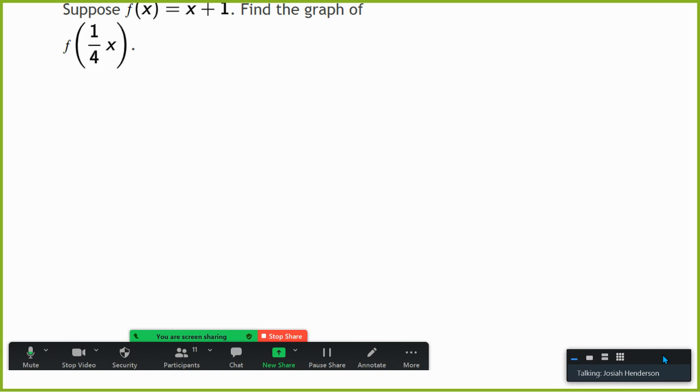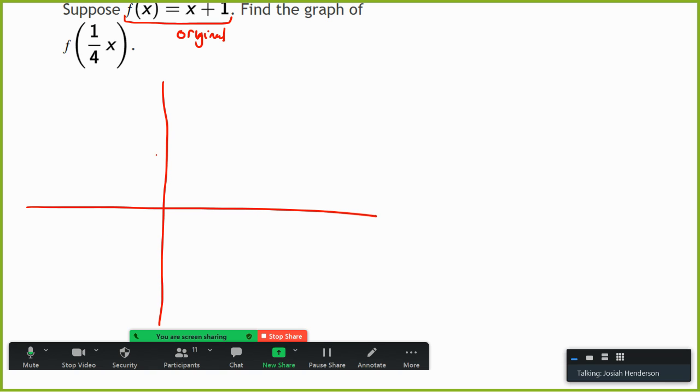Okay, so here's our instructions. Suppose f of x is x plus 1. Okay, they're kind of mixing it up on us here. Find the graph of f of 1/4 x. Okay, so how is this mixing things up? The original function is not just x or just x squared, it's x plus 1. So that means the original function, our parent graph this time, would be starting at plus 1, like this. Not through the origin, because of this plus 1 in the parent graph.